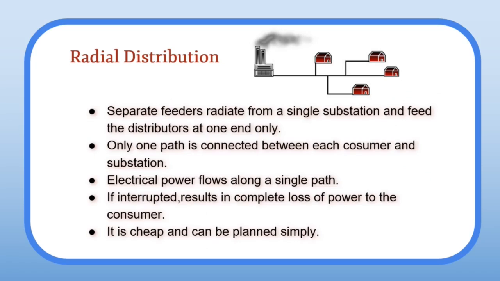Now coming to the scheme of connection. The first scheme of connection is radial distribution. In this distribution, separate feeders radiate from a single substation and feed the distributor at only one end. In this scheme of connection, only one path is connected between each consumer and the substation. Electric power flows along a single path.